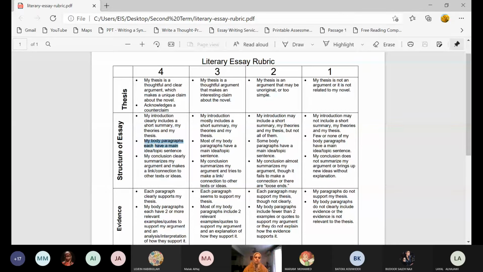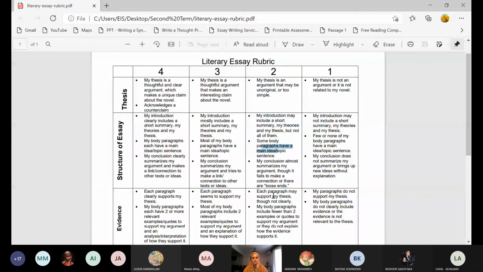Here the introduction includes a short summary. The theories are all good. Most of the body paragraphs have a main topic. If you miss a main topic, you do not take an excellent, you take a very good one. Here, the introduction has a short summary, the thesis, but not all of them. Yani, some paragraphs have ideas. The conclusion is almost summarizing, so here it's good.